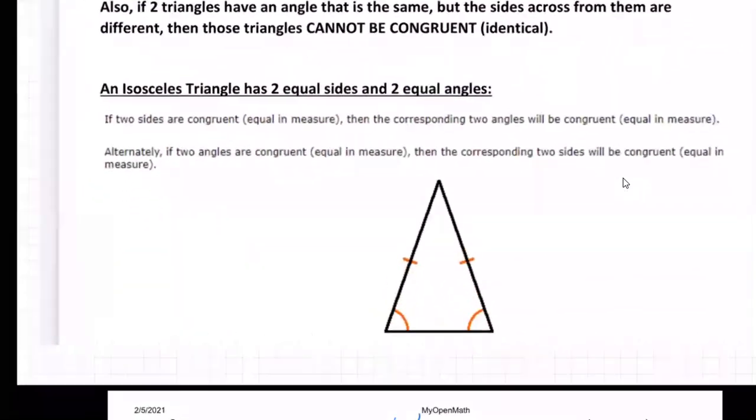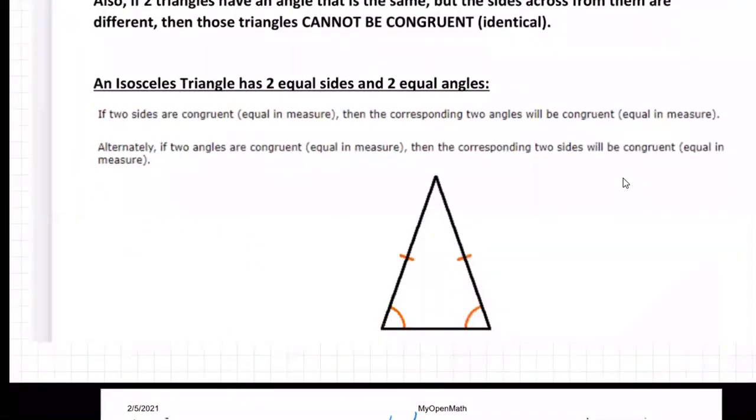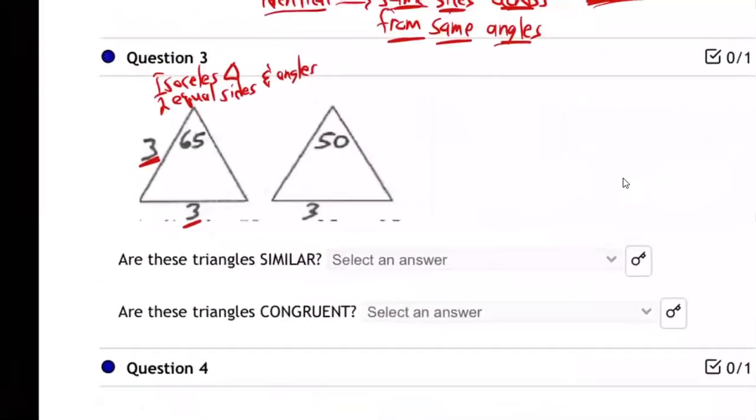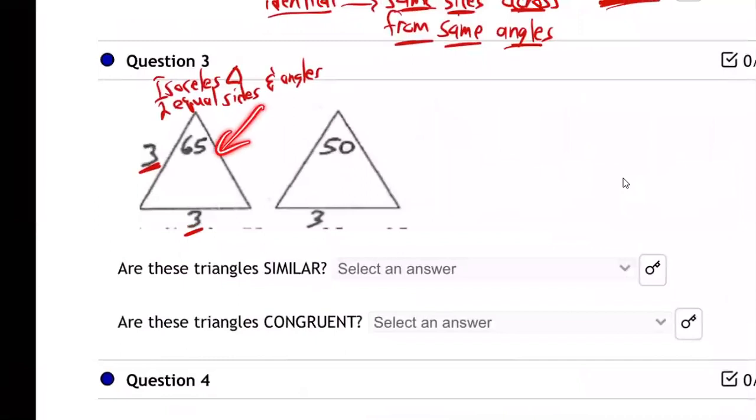Right here, this is your exam 2 notes. And it says an isosceles triangle has two equal sides, two equal angles. So two equal sides, two equal angles across from them. All right, so this is an isosceles triangle. So this angle is across from this side. This angle is across from that side.